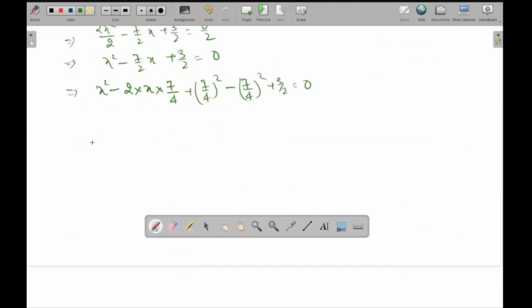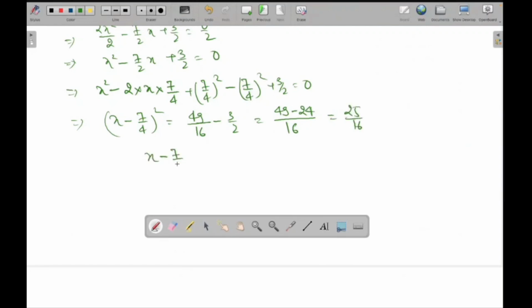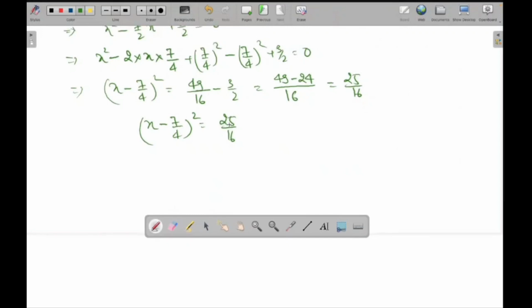And here it will be x minus 7 by 4 whole square. And then I will send 7 by 4 whole square to that side. So it will be 49 upon 16 minus 3 by 2, and take 16 as LCM. This will become 49, and this will become 8 into 3, which will be 24, which will become 25 upon 16. Now look here. Now I've got x minus 7 by 4 whole square equals 25 by 16. Now if I take a square root, I will take plus and minus both.